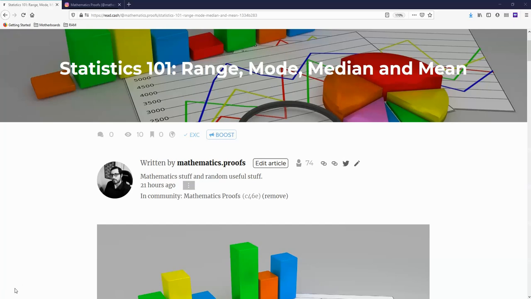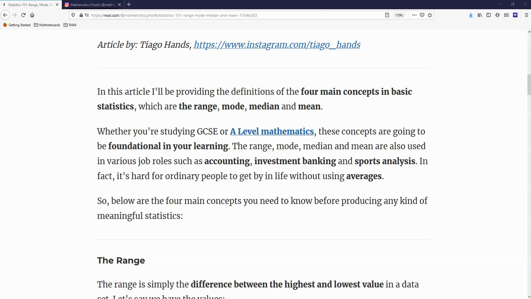I'm going to be talking about the range, mode, median, and mean. Firstly, let me start off by telling you why studying the range, mode, median, and mean is important. If you're studying GCSE or A-level mathematics, you will find these concepts in the curriculum. Also, they're going to be foundational in your learning.